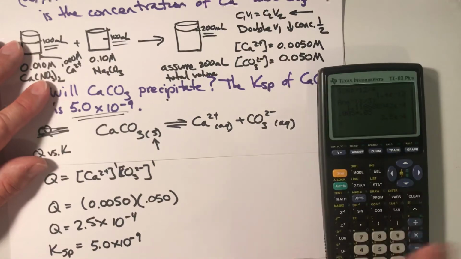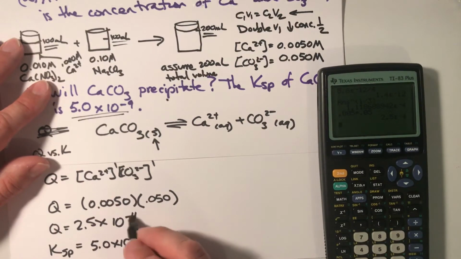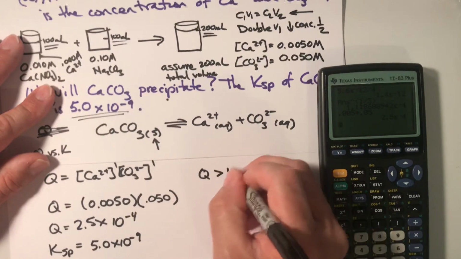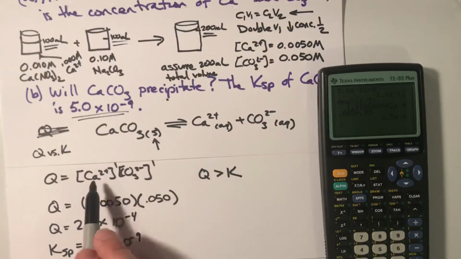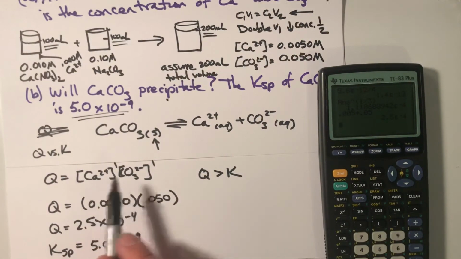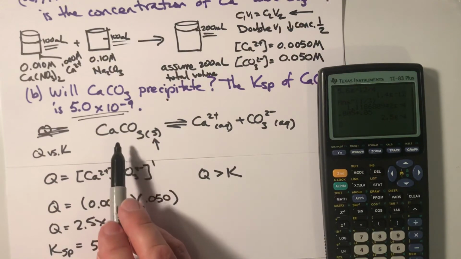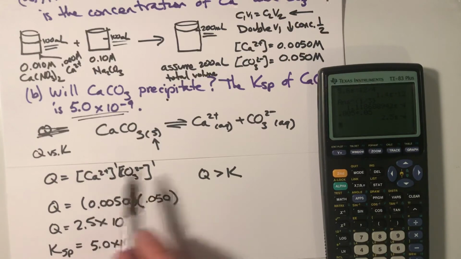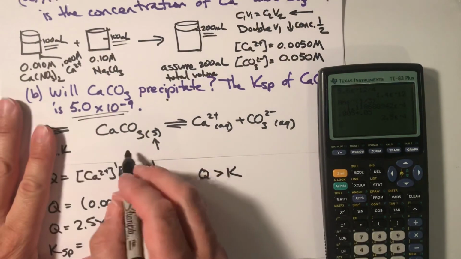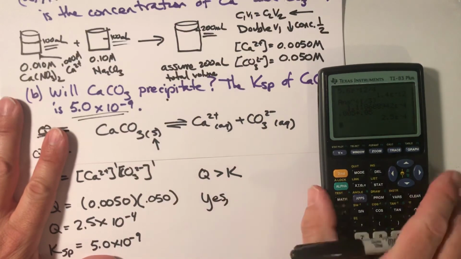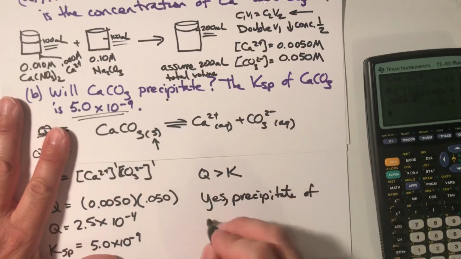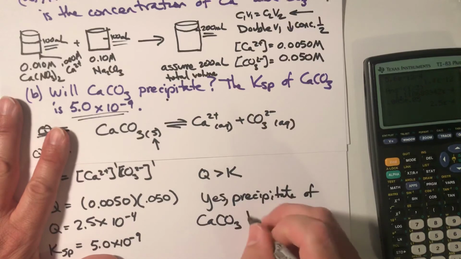So what that means is that the Q value is bigger. Remember, this means fewer zeros out in front, right? So the Q value is greater than K. And anytime we have a Q greater than K, that means these numbers are too big. We've got to convert some of those products back into reactants. If Q is too big, the product concentrations are too large, and the only way to bring those numbers down is to turn products into reactants. So in fact, yes, a precipitate will form. The calcium carbonate precipitate will form because the reaction is going to proceed in reverse.